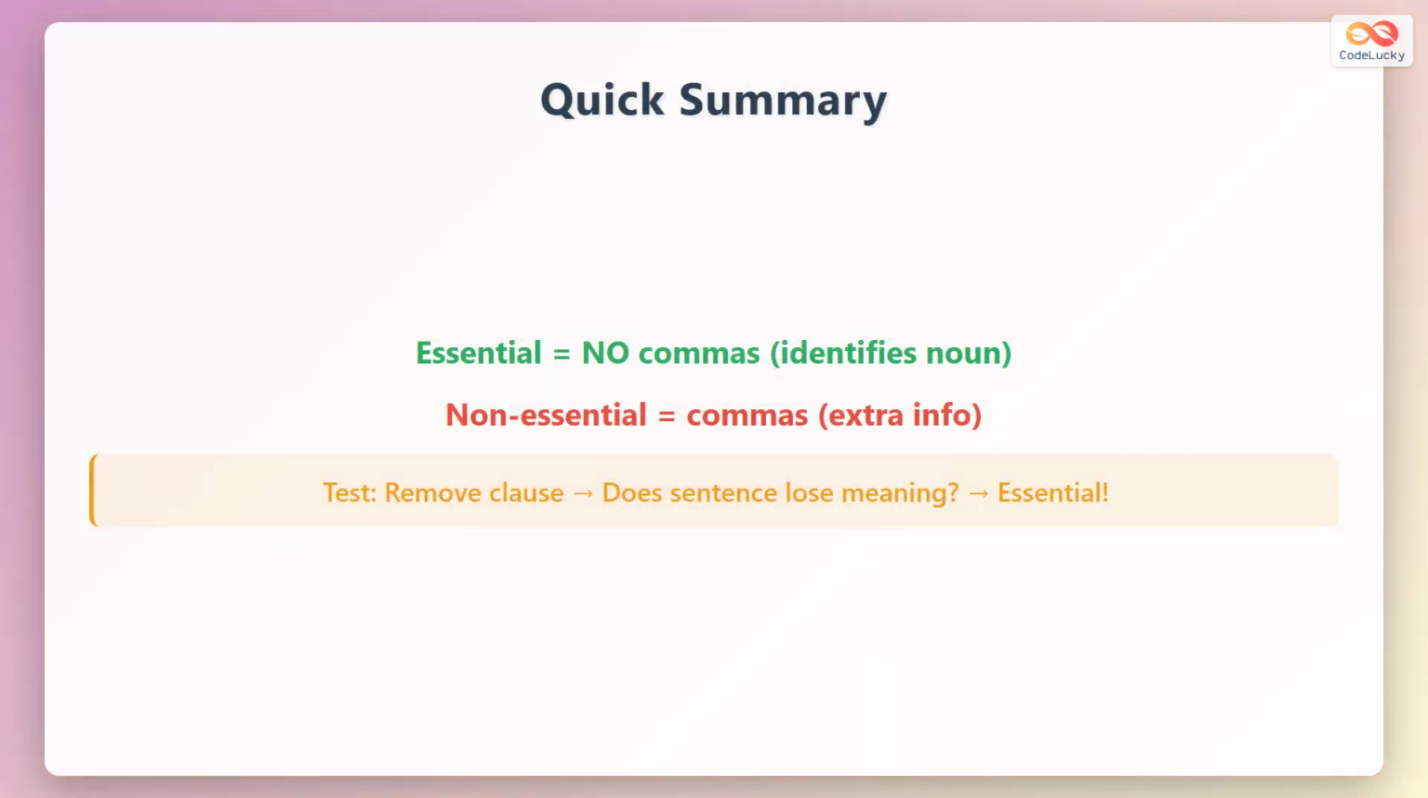Remember, essential clauses need no commas because they identify the noun. Non-essential clauses use commas for extra information. Test by removing the clause. If meaning changes, it is essential.